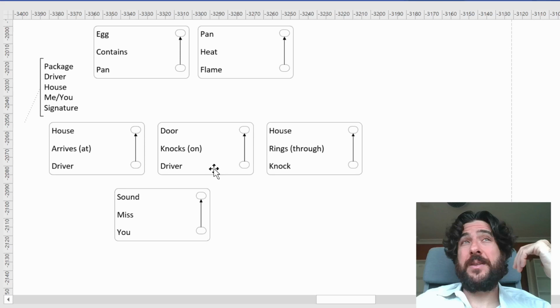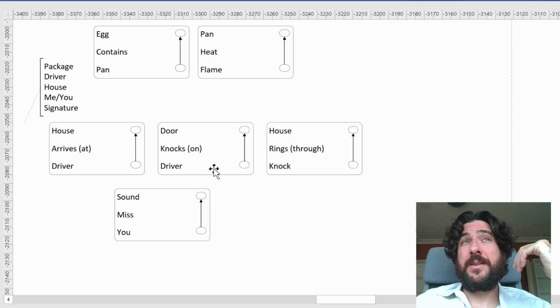Sound is faint, and then let's say that you miss the sound. Okay, and of course, with the driver now, because you're missing the sound, the driver's banging on the door, banging on the door, banging on the door. What's probably happening in the driver's mind, so we'll scroll down a little bit here.